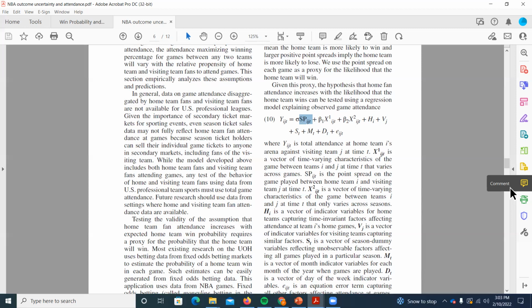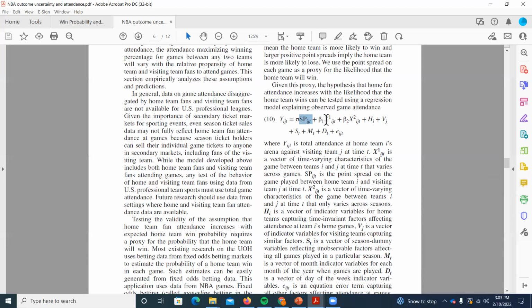So if this point spread gets closer to 0, then that should mean I have a more uncertain outcome, right? That this game is going to be really close. We're not really sure. If the point spread was 0, that means there's a 50% chance the team loses, 50% chance they win. Now, they don't set a line like that very often, but that's the idea, right?